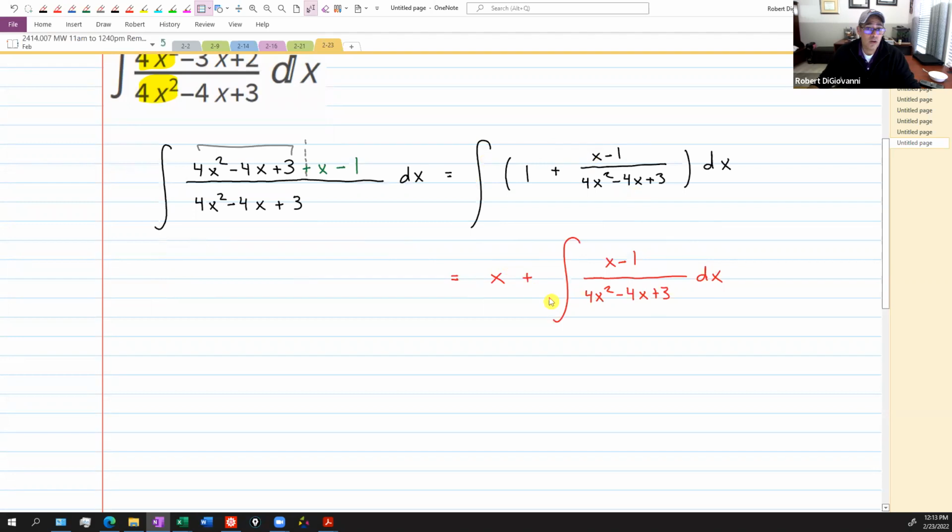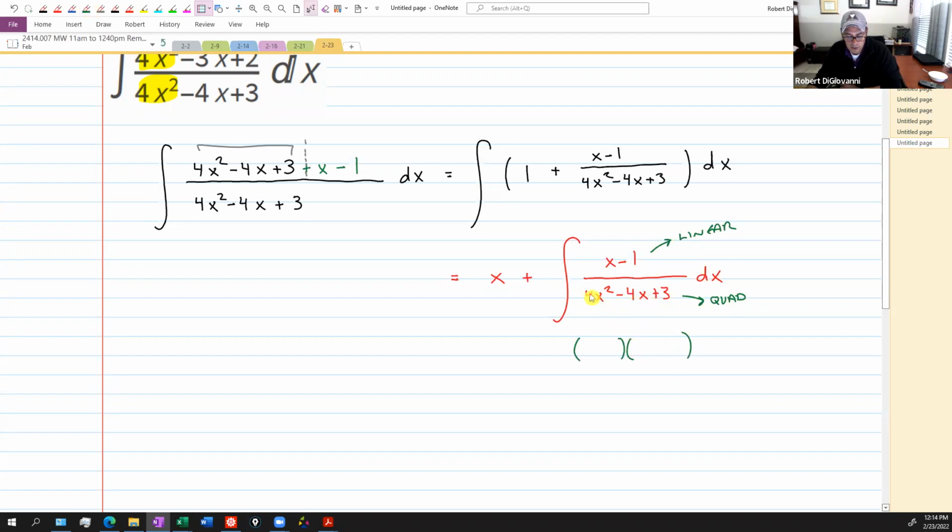And before you start going crazy with this and trying to do partial fractions, I want you to think about what you have here. On top, you have a linear expression, and on the bottom, you have a quadratic. The question is, is it reducible or not? Can you factor this or not? Does it break down to be 2 things or not?